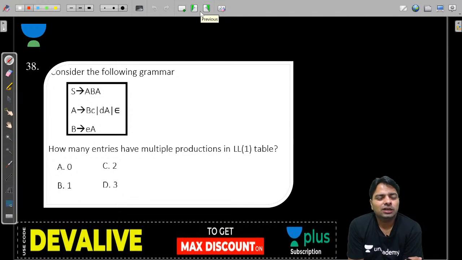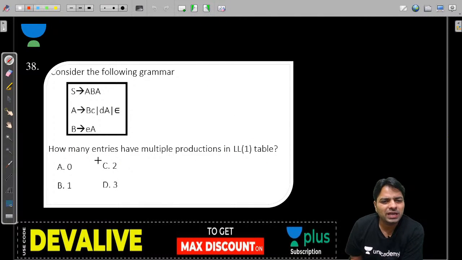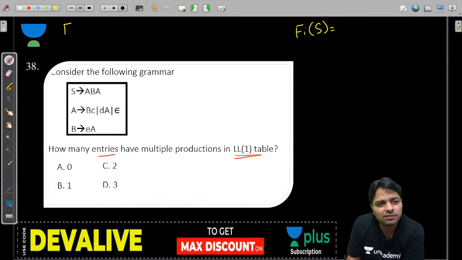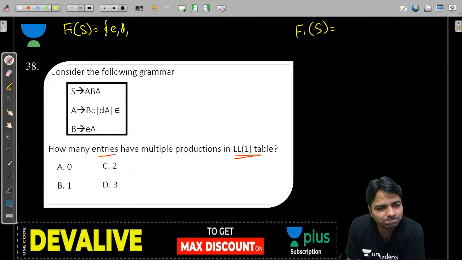Question 38. Consider the following grammar. How many entries have multiple productions in the parsing table? So you have to do the whole concept to understand this one. So first start by computing the first sets. First of S, very quick. First of S: capital A, B, E comes, D comes, and then epsilon. Oh, why epsilon? No, right?